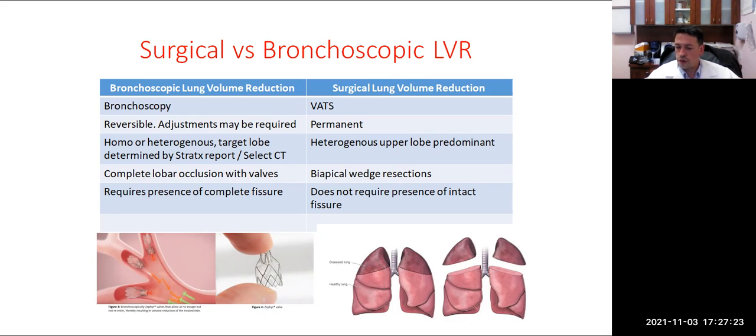So we do all of our LVRS with VATS, but we do respect the NETT trial conclusions. So we will not do VATS LVRS on a homogeneous patient or a patient with lower lobe disease. Obviously, VATS is irreversible. VATS does not require presence of a fissure, right? Whereas with a valve, you are dependent on the fissure, but your inclusion criteria is much broader.